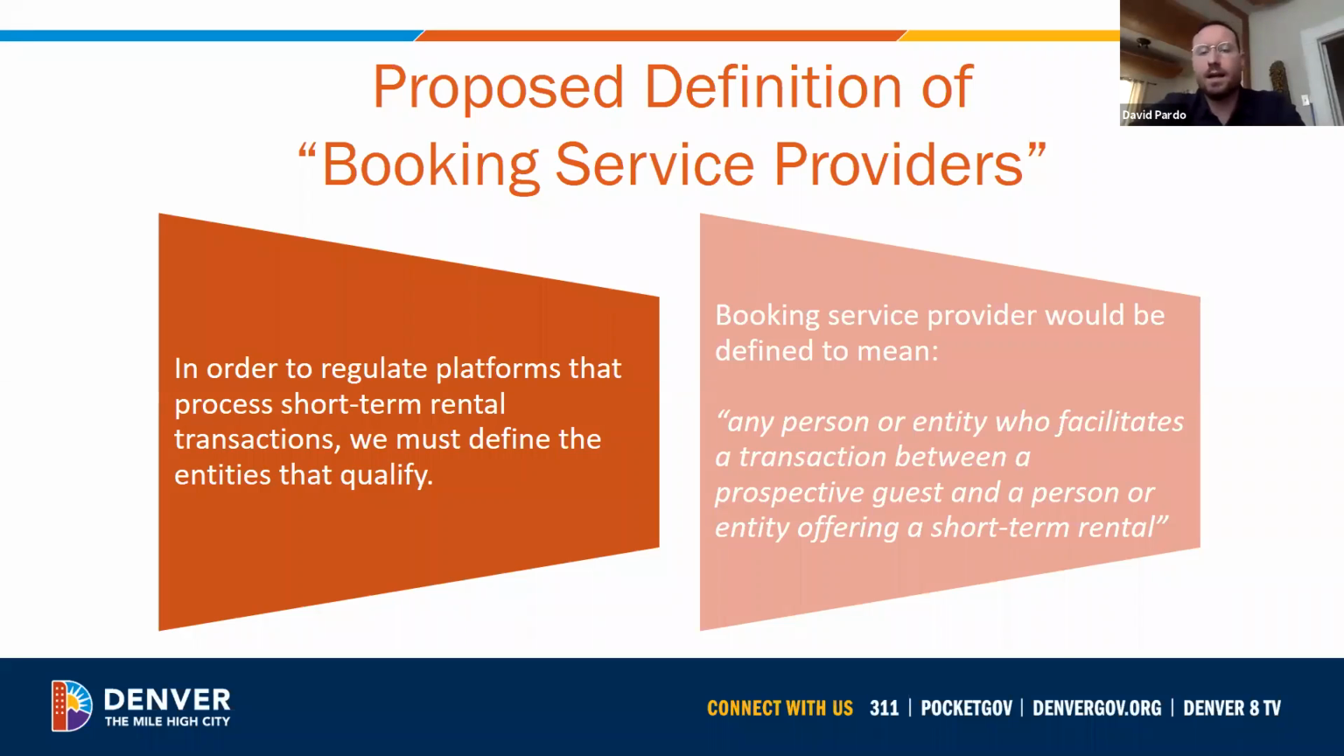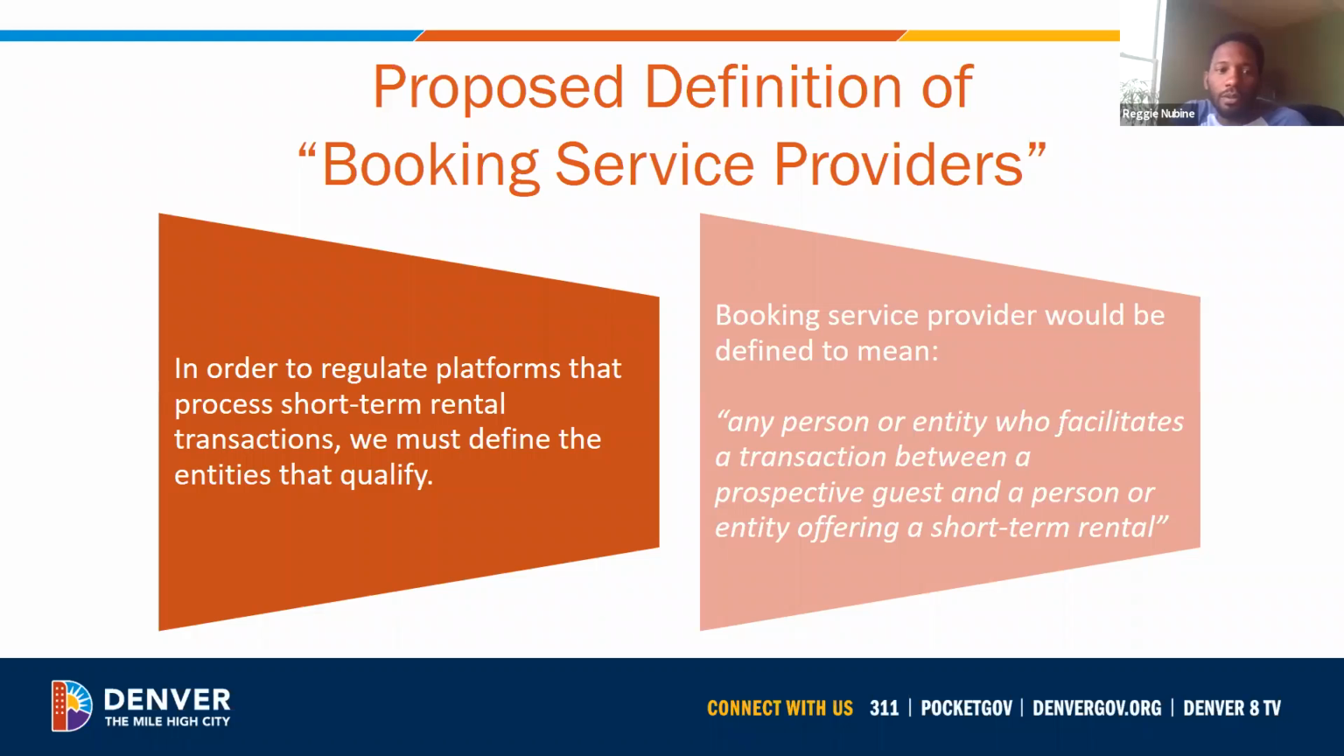Yeah, I guess from the perspective of, let's say, a property manager, it says any person or entity that facilitates a transaction between a prospective guest and a person or entity operating a short-term rental. Would that effectively make a property manager a booking service provider as well? I am going to kick that to our city attorney. Reggie, are you here?